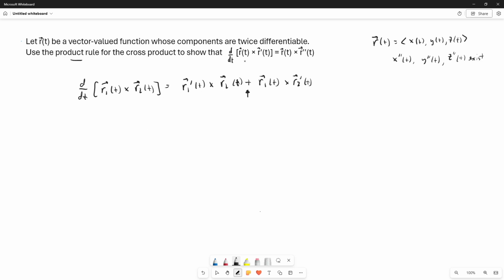So let's see if we can calculate this derivative here. The derivative with respect to t of r cross r prime, according to the product rule, is r prime cross itself plus r cross the derivative of r prime, which would be r double prime.